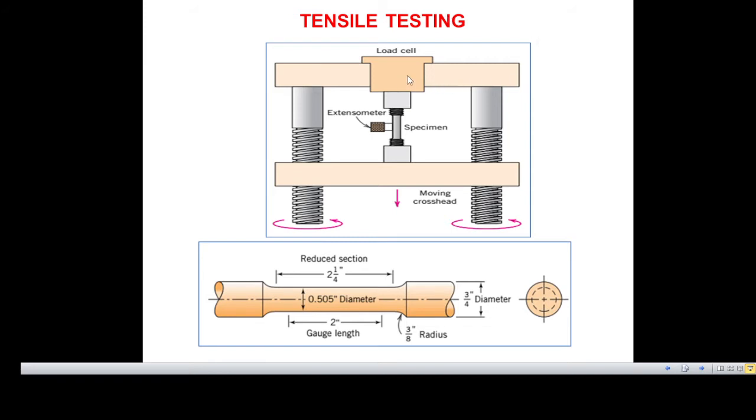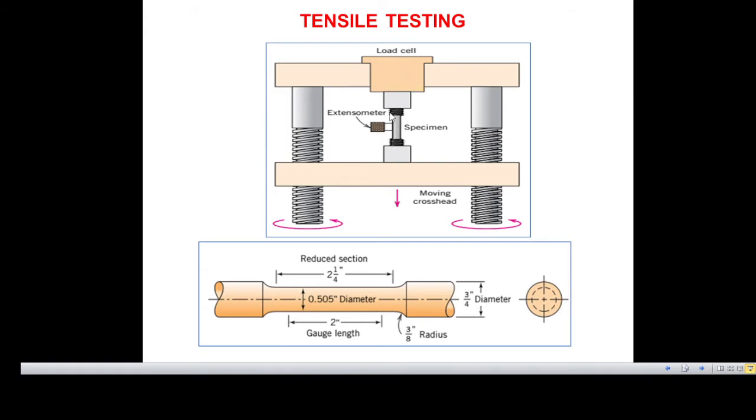Now in the universal testing machine, here we have to attach one specimen whose dimensions are given here. The gauge length of the specimen is 2 inch and the cross-sectional area is pi by 4 times 0.505 squared, or we can say the diameter of the specimen is 0.505 inch. Now we have to fix this specimen between these two jaws, and this one will remain fixed and the upper portion will move in the upward direction.